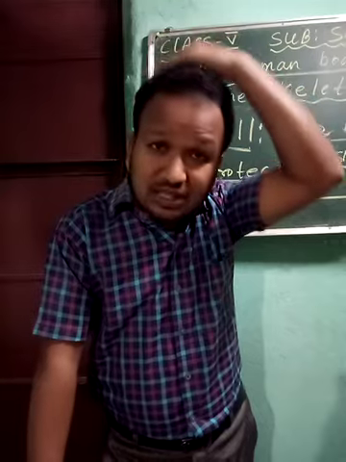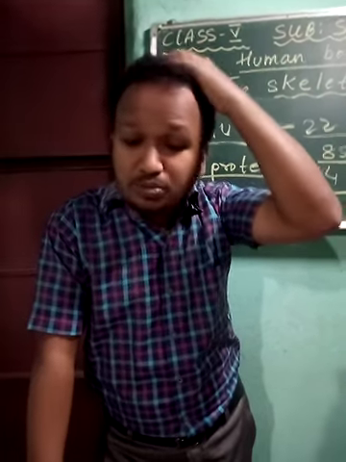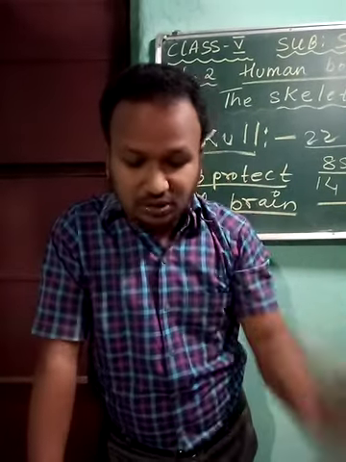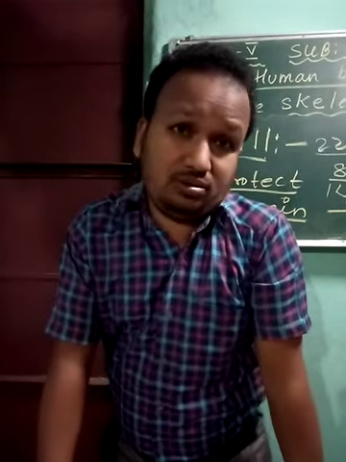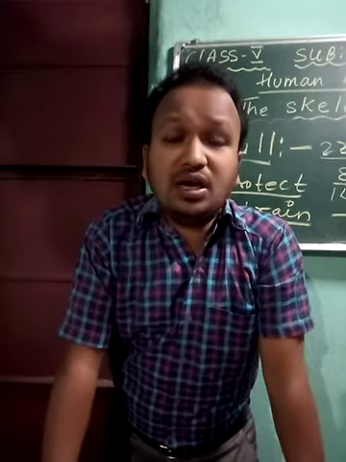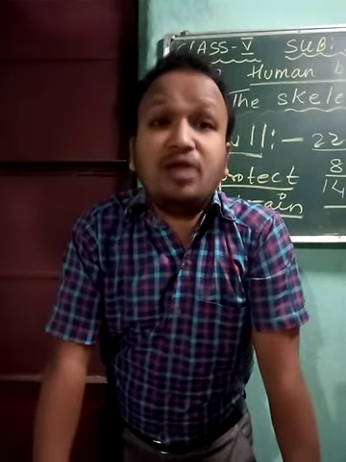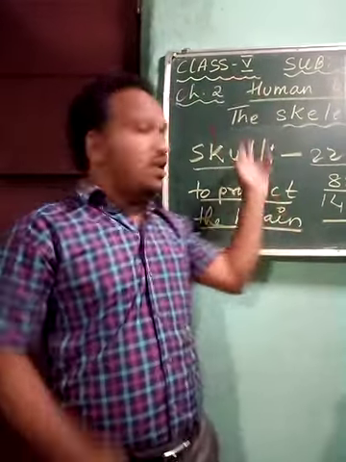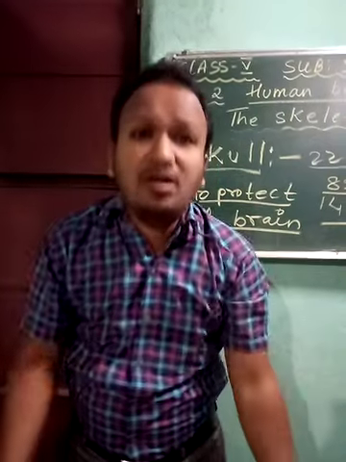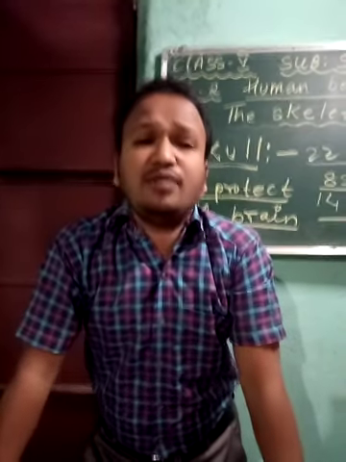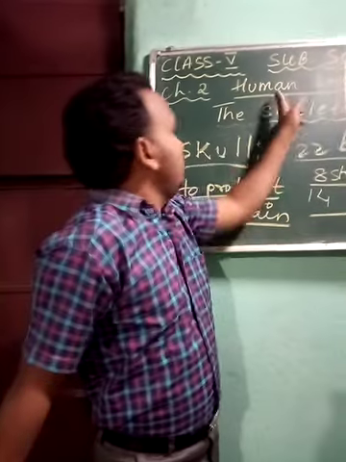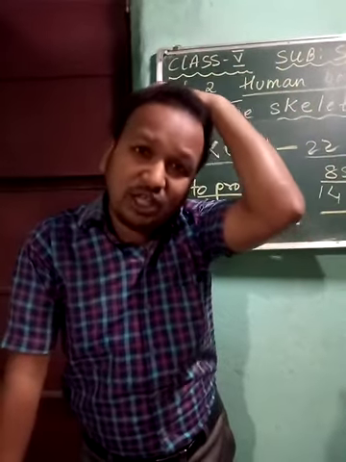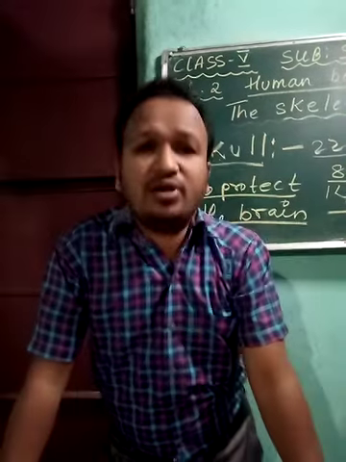So the skull, what is its function? Its function is to protect the internal organ, that is your brain. If the skull is not there, then our brain won't be protected. If we fall down, our brain may come out. So it is the skull which protects our brain. That's why the skull plays a very important role in the human body, in the skeleton system. The skull is the first part of the human skeleton.